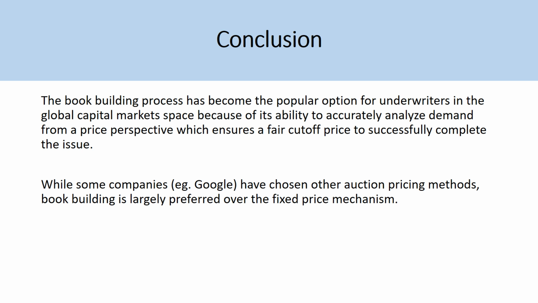And if you are interested in learning about the auction pricing methods, I did make a video on the Dutch auction pricing mechanism, and that's gotten a lot of views, and I do talk about the Google example. But book building has become the number one option for the IPO market, and it makes sense because it really does collect the most valuable information and accurately projects what that good clearing price will be.